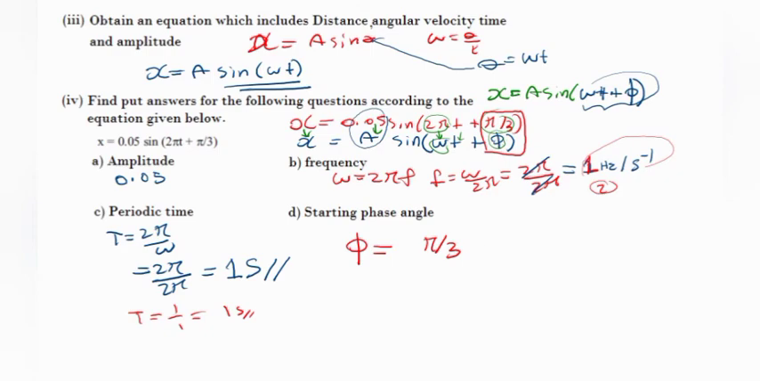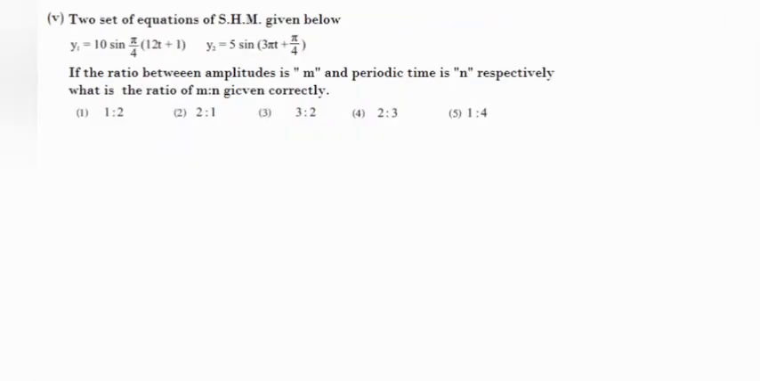Really simple calculation. Now the next one: let me explain the two sets of equations in simple harmonic motion given below. The first set is y1 equals 10 sine pi over 4, then 12t plus 1. Let me write the equation again: y1 equals 10 sine pi over 4, 12t plus 1.